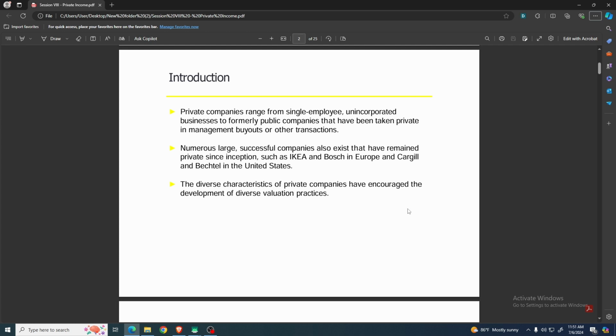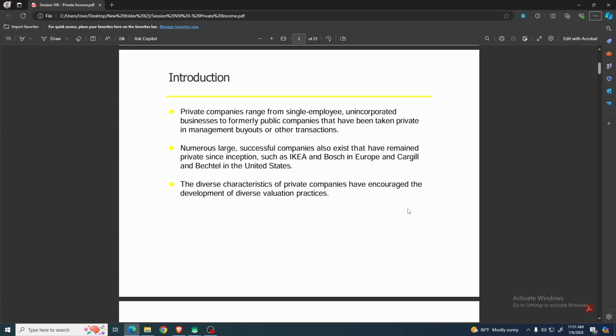So this often involves discounting projected cash flows to their present value using a discount rate that reflects the risk profile of the company, which is kind of similar to the discounted cash flow you are familiar with. And then we have the market approach. This involves comparing the company to similar businesses that have been sold recently or are publicly traded. The key is finding comparable companies in terms of size, industry, and financial health.